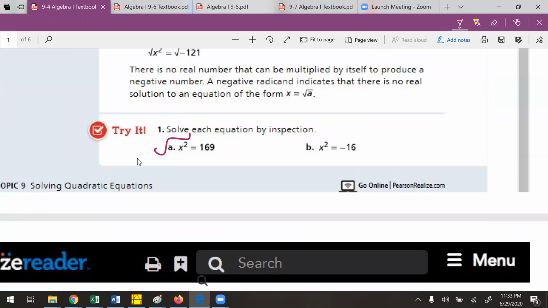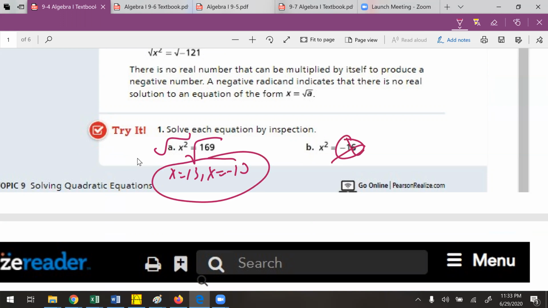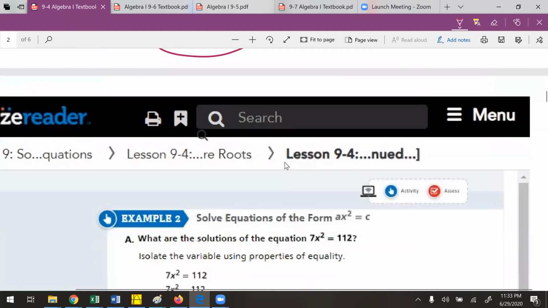X would be 13, and then x would be -13. Voila, that's it. This one is not possible because there's a negative next to the 16, and it can never equal x squared. Negatives can never equal x squared.